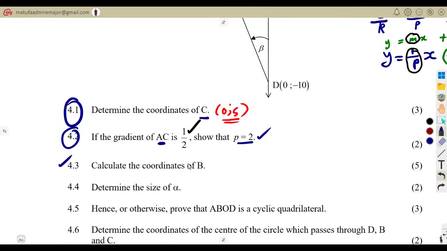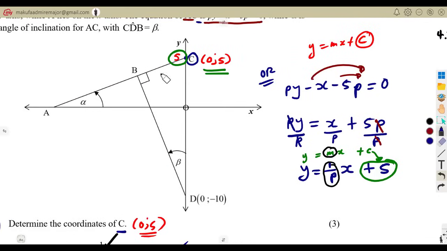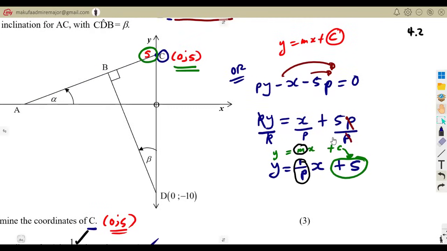Then calculate the coordinates of B. And that is 5 marks for that. So in order for you to have the coordinates of B, we have to locate, guys, where is our B? B is here. That is where we have our B, the intersection of these two lines, line BD and line AC. This is the intersection. So meaning to say, we can simply solve simultaneously. It is the point of intersection. So you can solve our equations simultaneously.